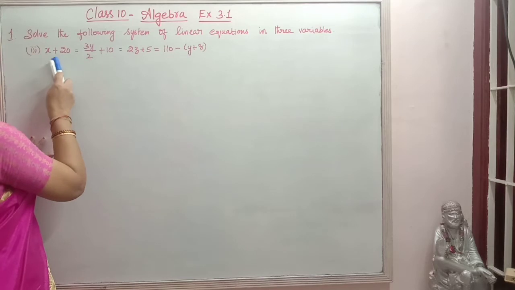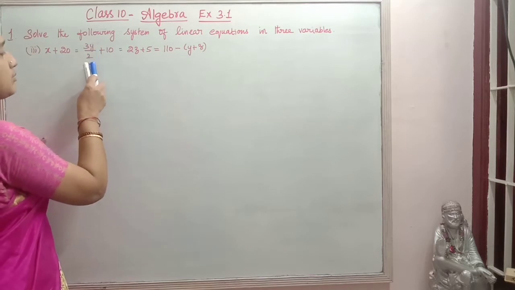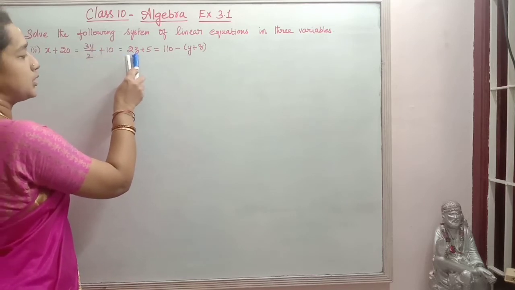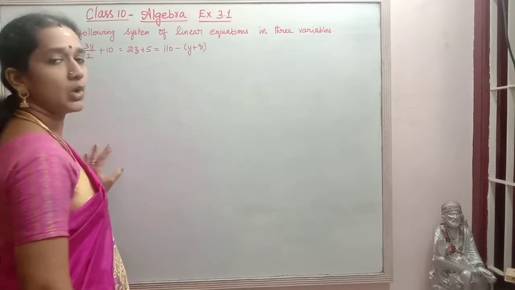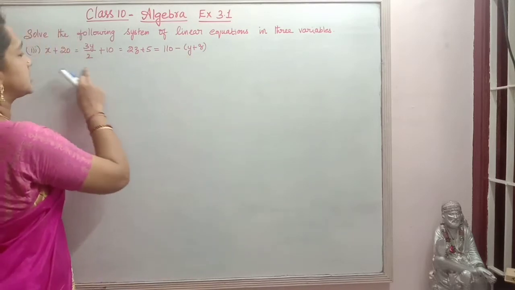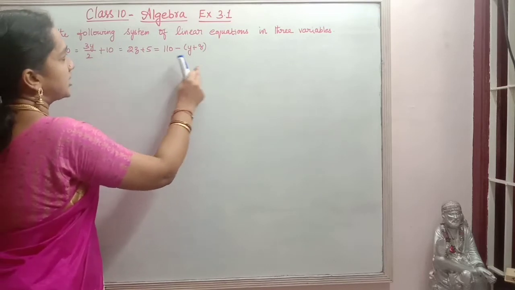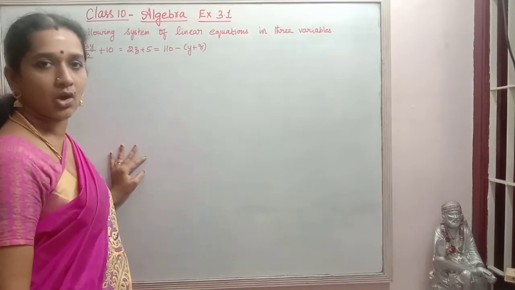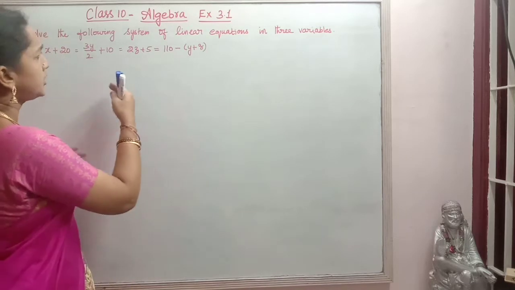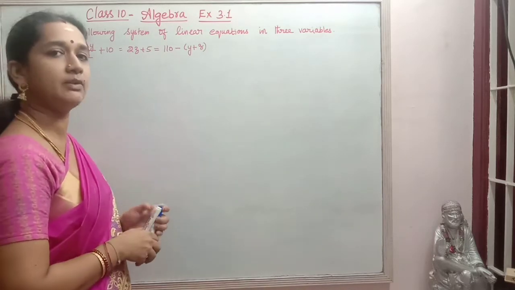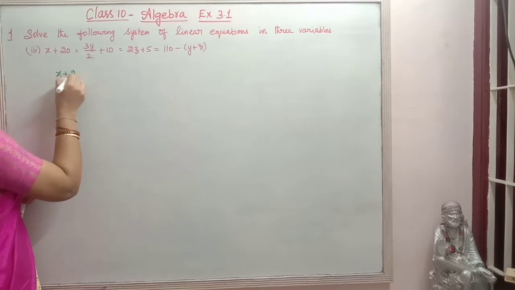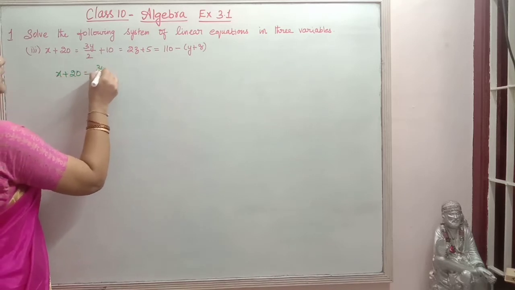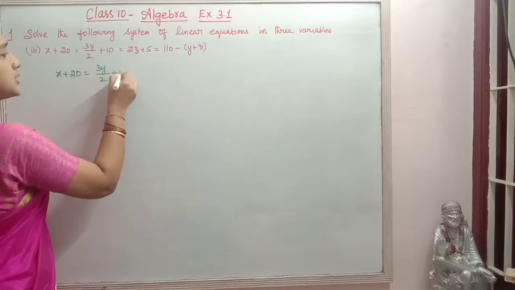So in this, x plus 20 is equal to 3y by 2 plus 10 is equal to 2z plus 5 is equal to 110 minus y plus z. Like this, all the expressions are given as equal. So whatever is necessary, we will take accordingly. First I will take x plus 20 is equal to 3y by 2 plus 10.